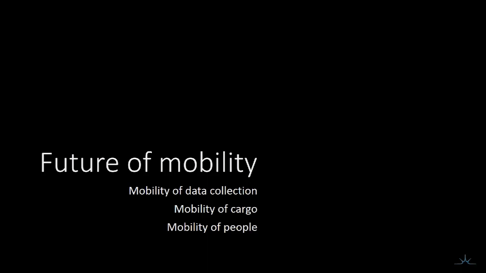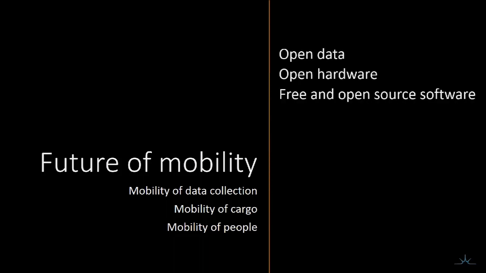One of the things that I like to think about is, what's the future of mobility? What's the future of mobility of data collection? What's the future of mobility of cargo and mobility of people? It's sort of out of scope for what I do, but I like to think about that in the context of open data, open hardware, and free and open source software. So a little homage to Paul Ramsay. If you know, Paul is one of the founders of the PostGIS project.